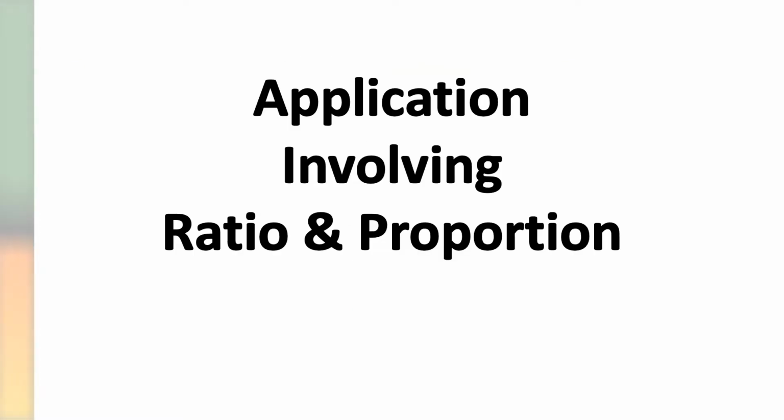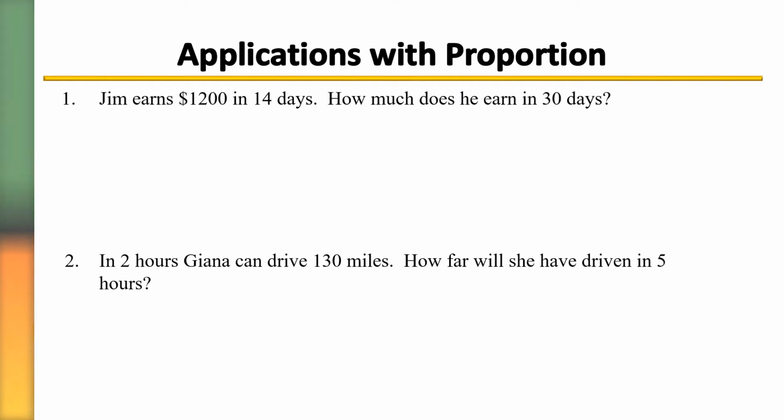Application involving ratio and proportion. Jim earns $1,200 in 14 days. At this rate, how much will he earn in 30 days? Here's an example of a ratio and proportion problem in which we're going to use cross multiplication to solve. So you're going to look at the first number that is mentioned in the word problem. That is always going to be your numerator. The second number that is mentioned is going to be your denominator. And that's one of your rational expressions.